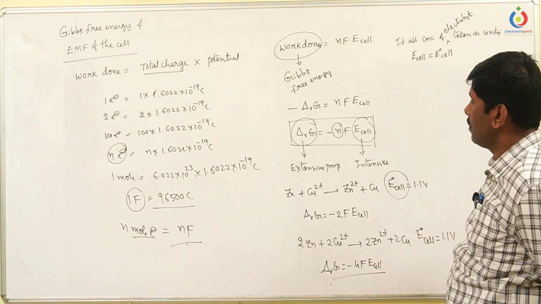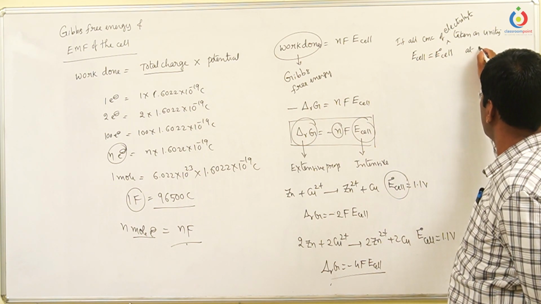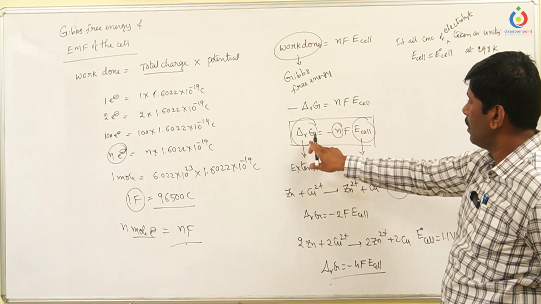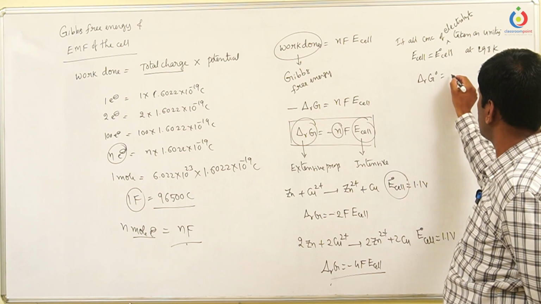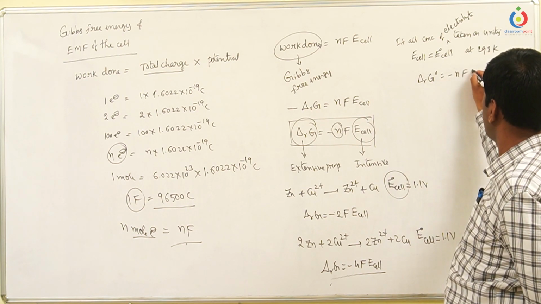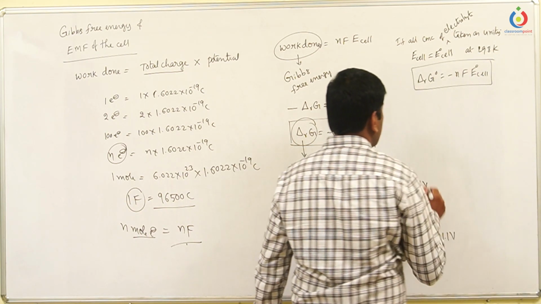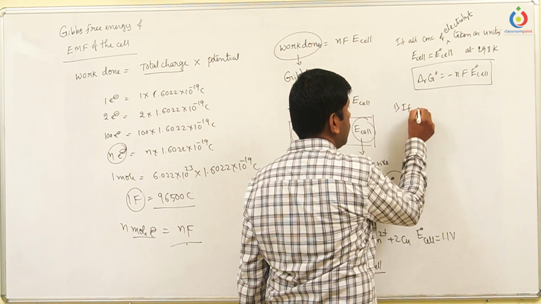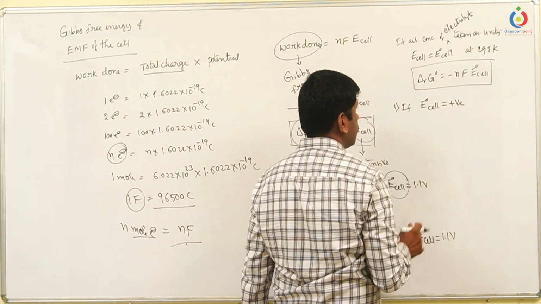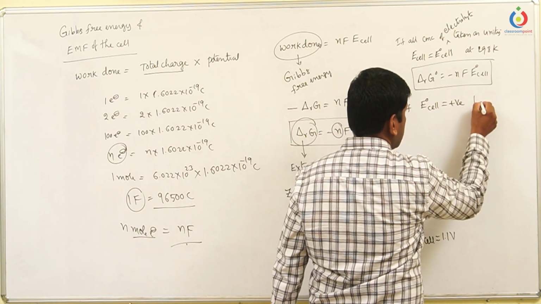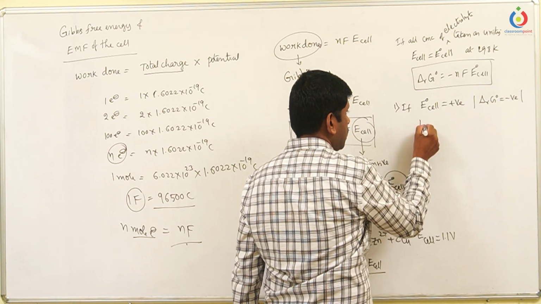Then in the place of E cell we can write E0 cell, meaning standard conditions at 298 kelvins. Automatically this becomes delta rG0. So we can write delta rG0 is equal to minus nFE0 cell. Now here is an if condition: if E0 cell is positive, then delta rG0 is negative. Such a process is known as exergonic.